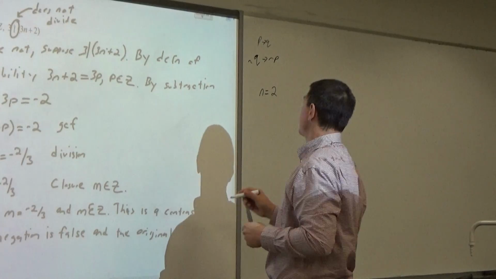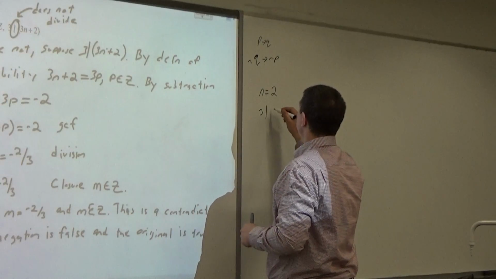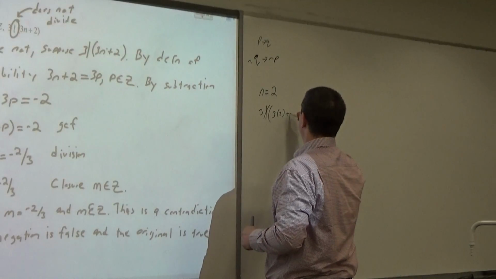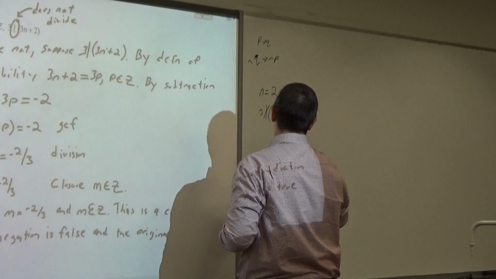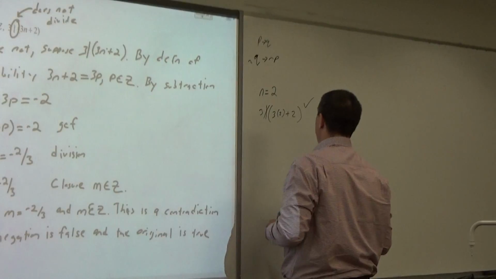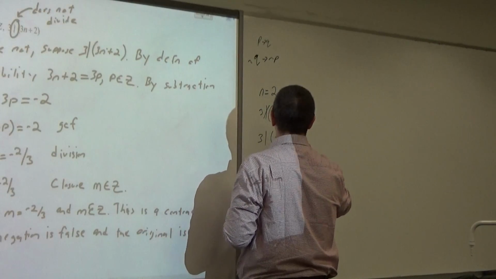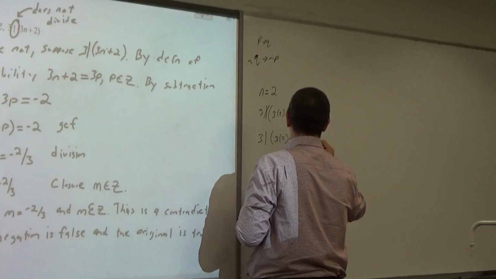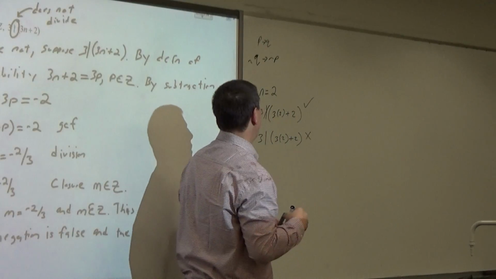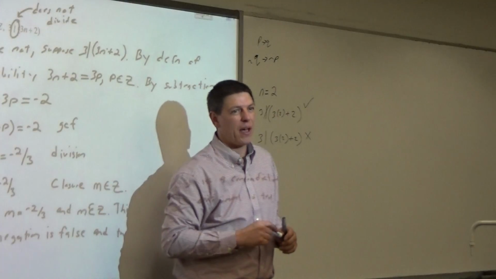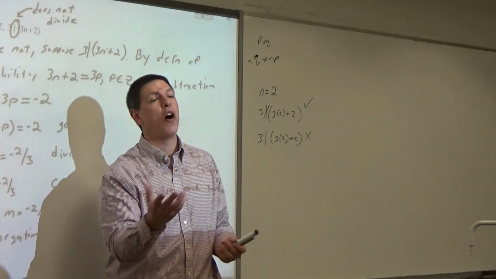I mean, that clearly doesn't work. 3 does not divide 3n, or 3 times 2 plus 2, right? So that's true for that value. But if you were to substitute that, that's false, right? So this is false, but this is true for that singular instance, okay? So unfortunately, you can't just find one of them because of that.